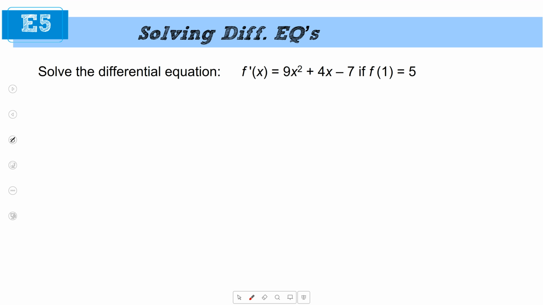Okay, your turn. Solve the differential equation, please.